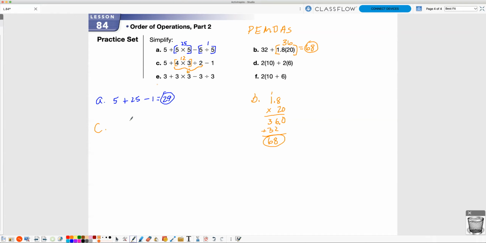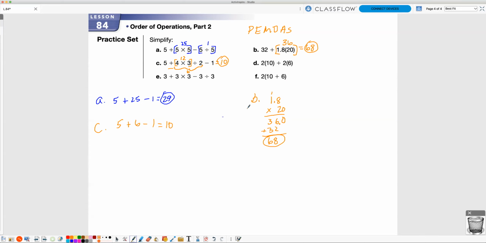So that's 5. I'm going to rewrite that, plus 6. I need this symbol. And then I need to subtract 1. So working from left to right, 5 plus 6 is 11, minus 1 makes 10. So the answer to letter C should also be 10.